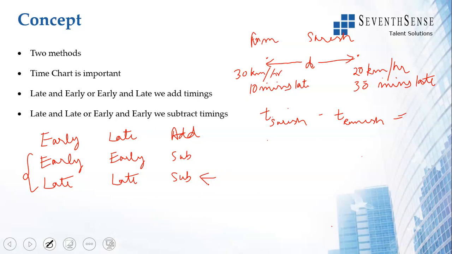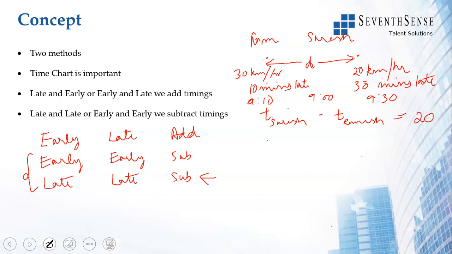This concept clarifies it. If the correct time to come was 9, Ramesh has come at 9:10. Correct? Suresh has come at 9:30. What is the difference in the time? Is only 20 minutes. See, this is 10 minutes late. So 9:10 to 9:30 is only 20. Please do not write that as 40. So the difference in time is only 20 minutes.